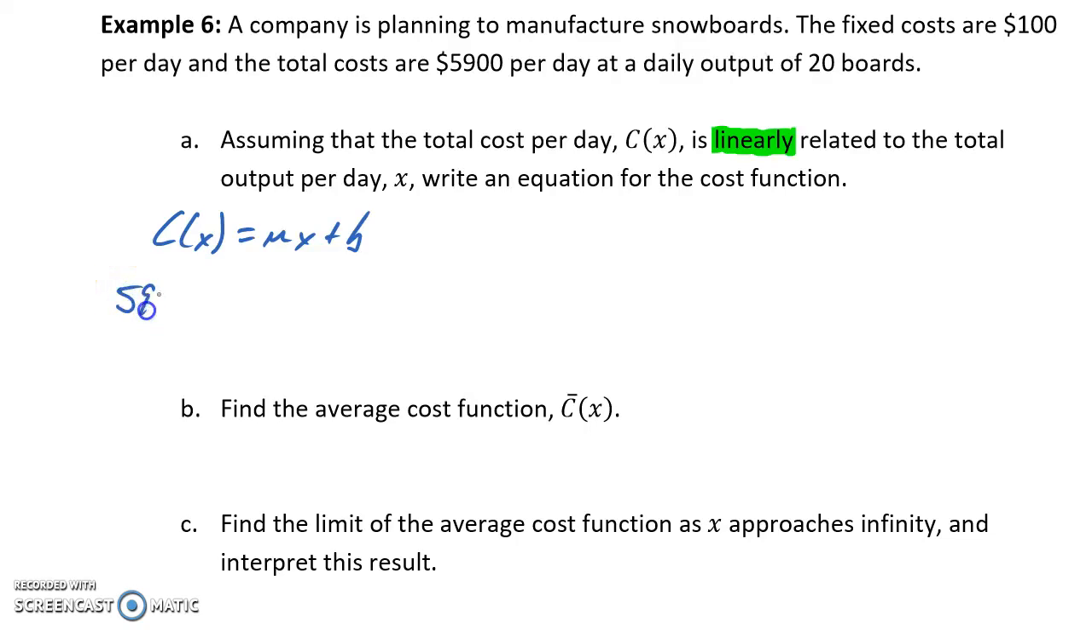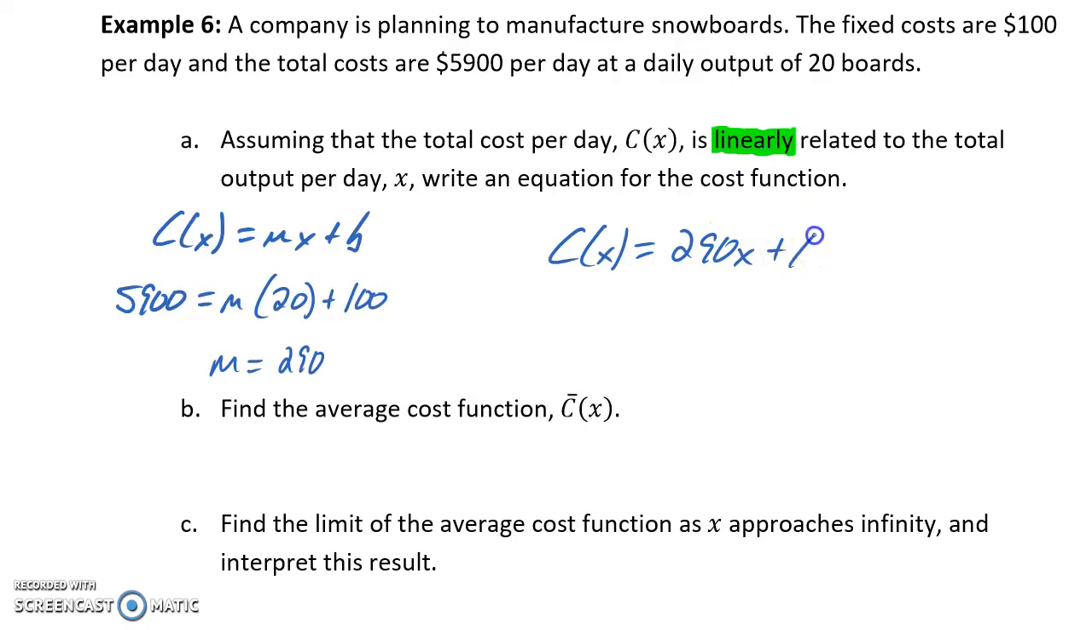Our total cost is $5,900 at a production level of 20 boards, and we had fixed costs of 100. So solving for m, we would get 290, which gives us a cost function of 290x plus 100.